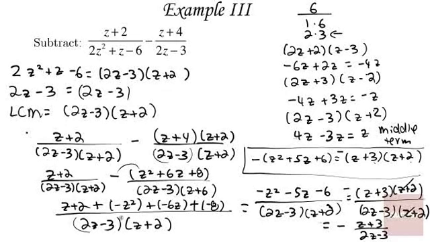Added those because they're over a common denominator. When I did that, I came up with negative z squared minus 5z minus 6, factored out the negative sign, and then factored this polynomial to get negative z plus 3 times z plus 2. So that's my numerator, my denominator, canceled out the common factor, and came up with this final answer as a subtraction.